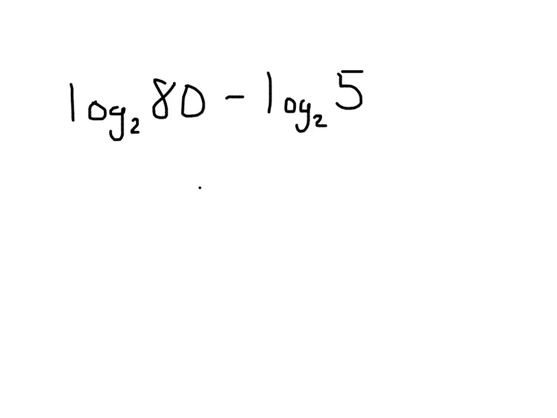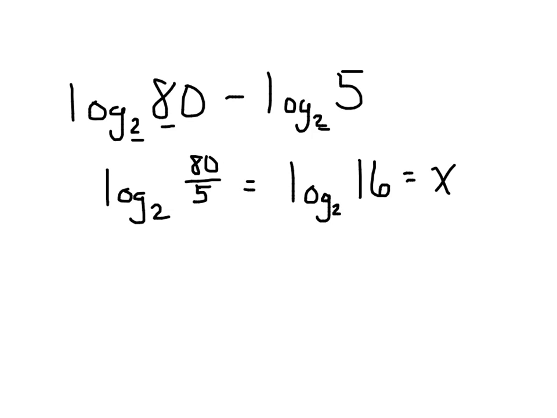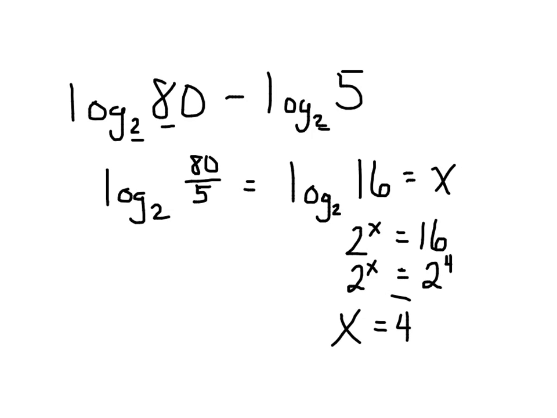But subtraction is the same as division. So as long as my bases are the same, which they will be in this section, 80 divided by 5 is 16. And again, my job is trying to figure out what x equals. If I rewrite that as 2 to the x equals 16, 16 is the same as 2 to the 4th. And if the bases are the same, then the exponents should be the same, and my answer is x equals 4.